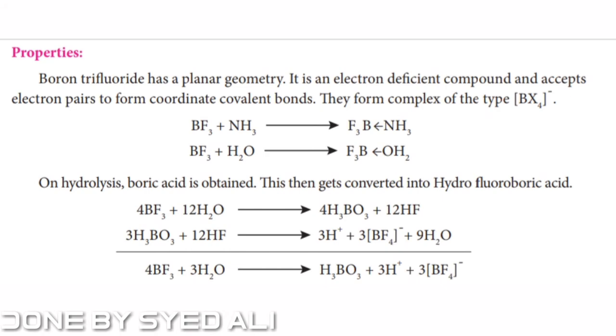Properties. Boron trifluoride has a planar geometry. It is an electron deficient compound and accepts electron pairs to form coordinate covalent bonds. They form complexes of the type BX4. On hydrolysis, boric acid is obtained. This then gets converted into fluoroboric acid.